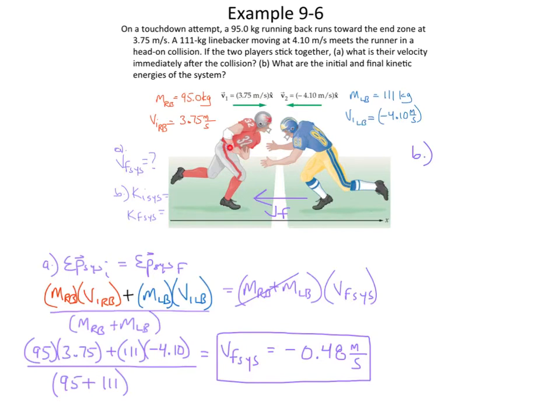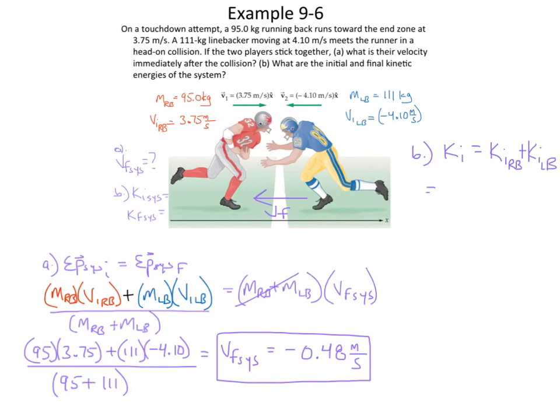is going to be this guy's energy running that way and this guy's energy running that way. We're just going to add them up. All right? So kinetic energy initial is going to be kinetic energy of the running back, RB, plus kinetic initial of the linebacker.